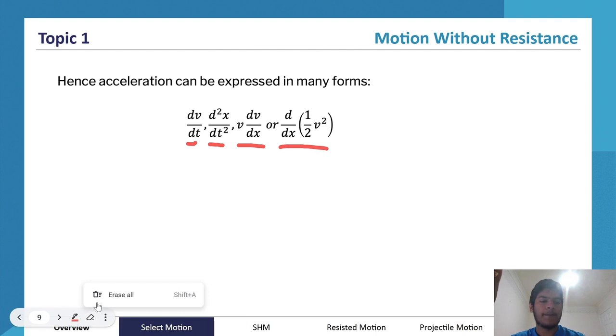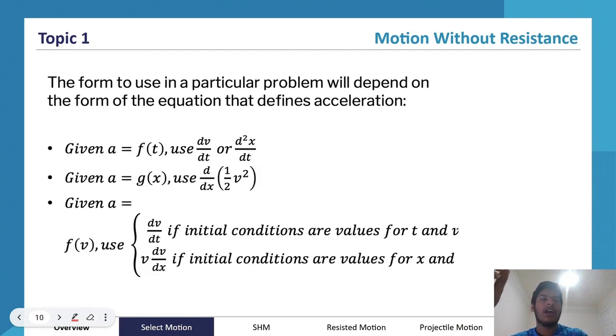Okay, jumping into picking the right equation. The form you use in a particular problem will depend on the form of the equation that defines acceleration. So given that the acceleration is a function of time, we use dv dt, or d squared x on dt squared, in order to come up with a velocity or a position expression. So if we've got time involved, that is, acceleration is purely a function of time.